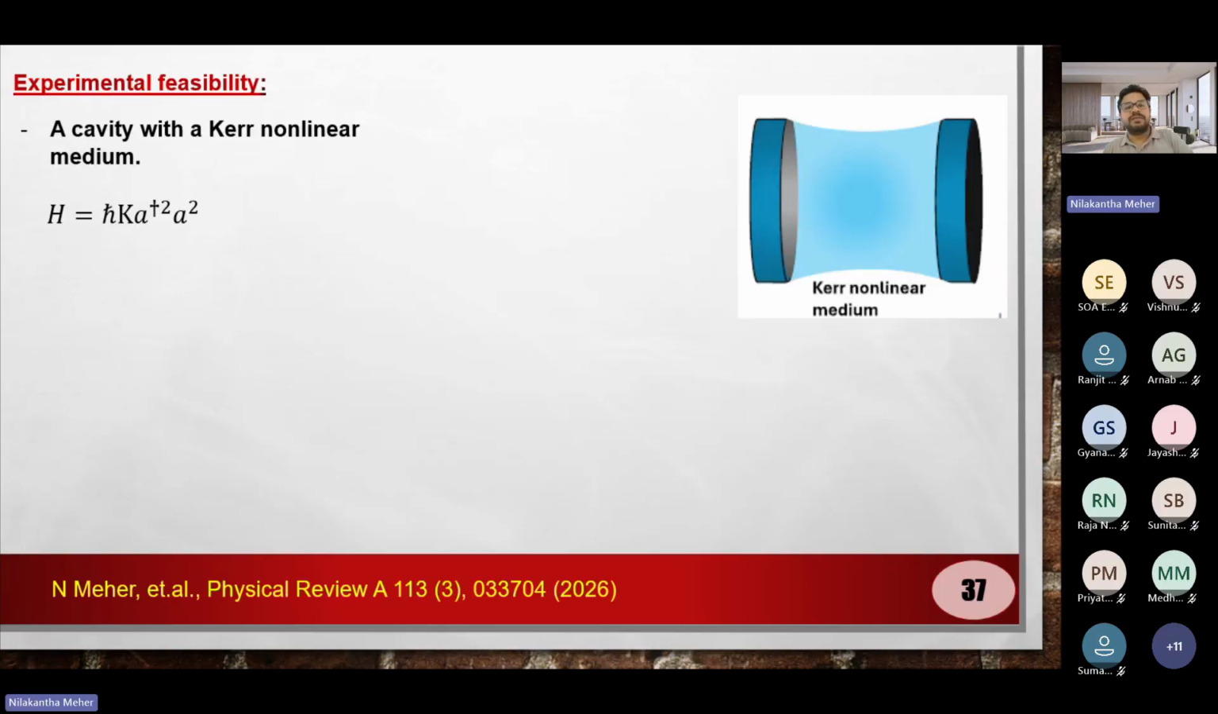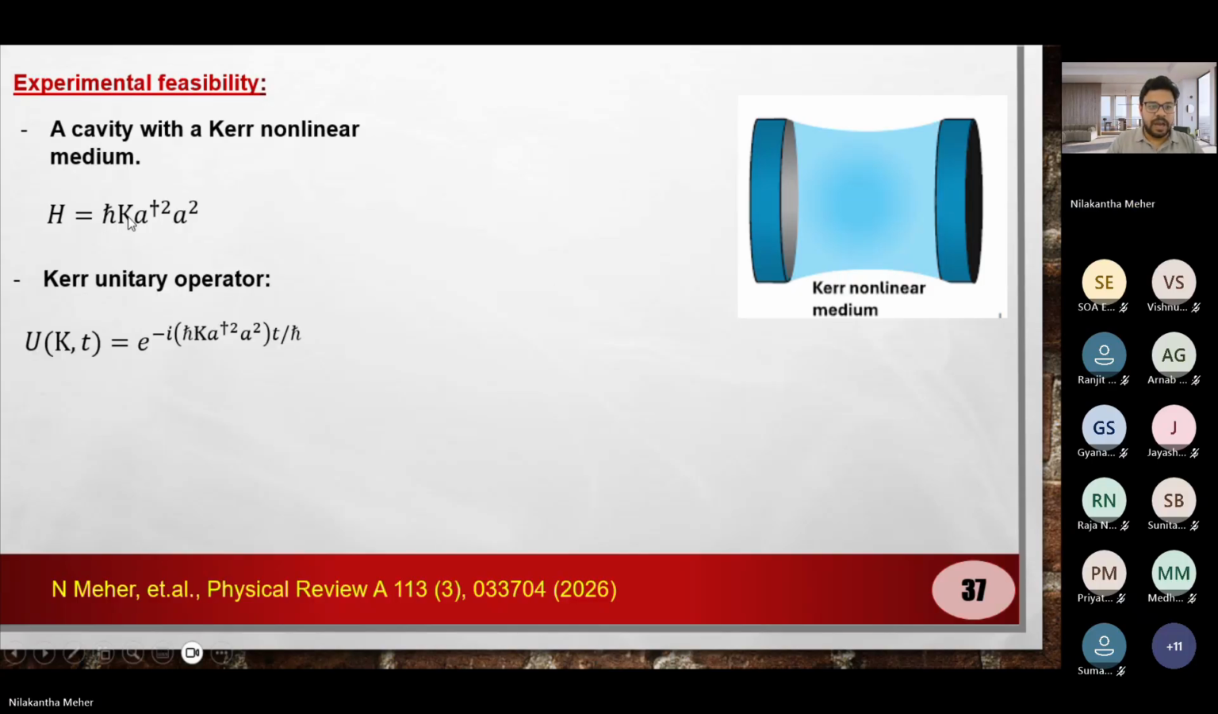So now let us go to the experimental feasibility. So what is the situation here? Let us take a cavity which consists of Kerr nonlinear medium, and the Hamiltonian is given here. That is a dagger square, a square Hamiltonian, and this capital kappa is the Kerr strength. Now, the unitary evolution for this one is given here. This we are calling the Kerr unitary operator.